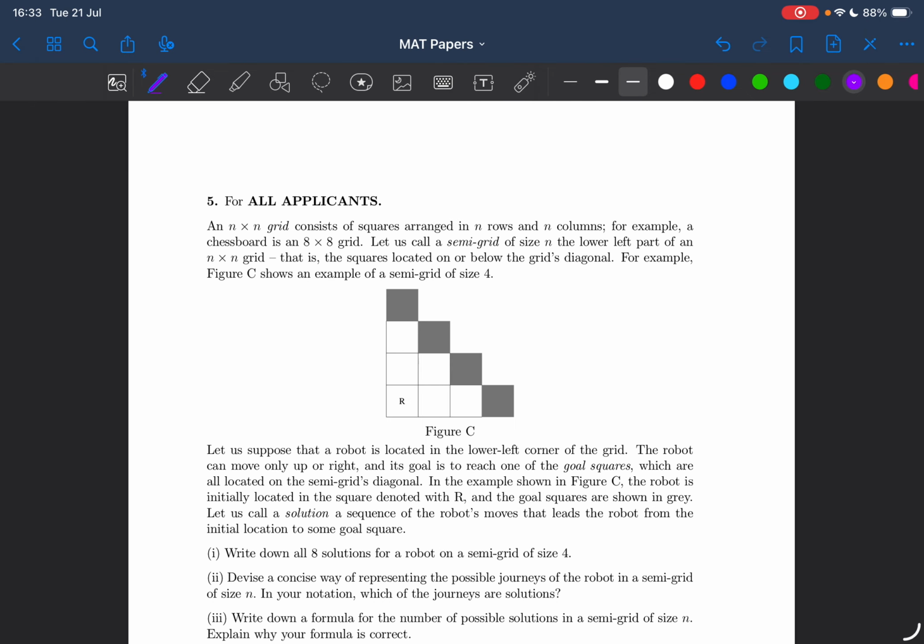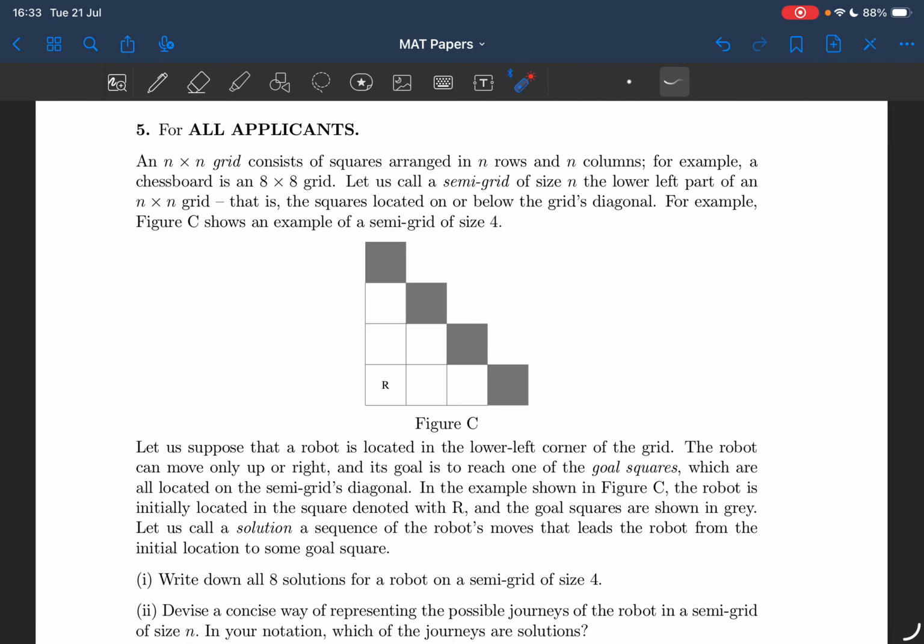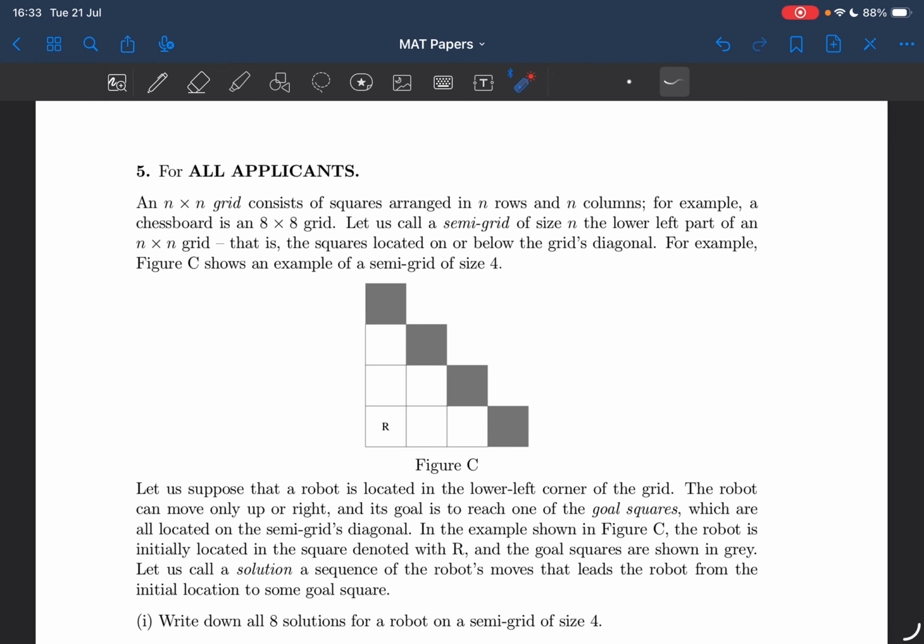On to the next one then. Yeah, now we get to the computer side and stuff, don't we? So an n by n grid consists of squares arranged in n rows, n columns. For example, a chessboard, an 8 by 8 grid. Yep. Let's call a semigrid of size n the lower left part of an n by n grid. That is the squares located on or below the grid's diagonal. So we do include these ones. Yep, this is size 4, 4 across this way, 4 across that way.